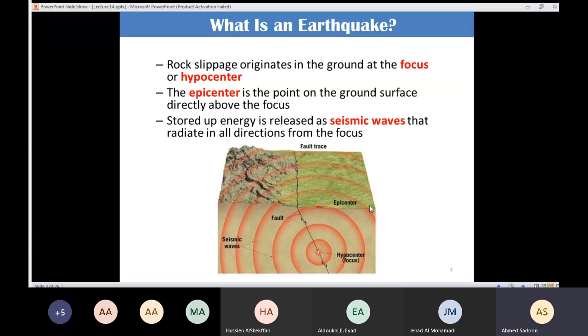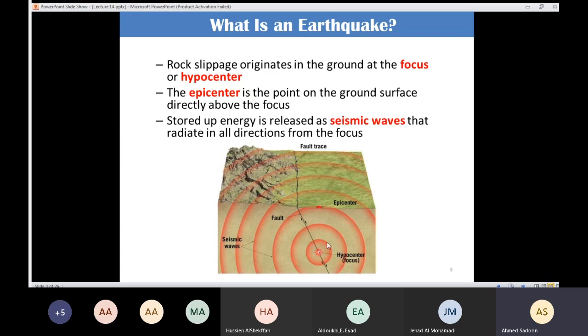the footwall, and here I'm going to have the hanging wall, like we just discussed in the crustal deformation. So if I have sudden movement here along the fracture, as a result, we are going to have an earthquake. We want to know the steps in order for the earthquake to take place. We need to know certain terminology.